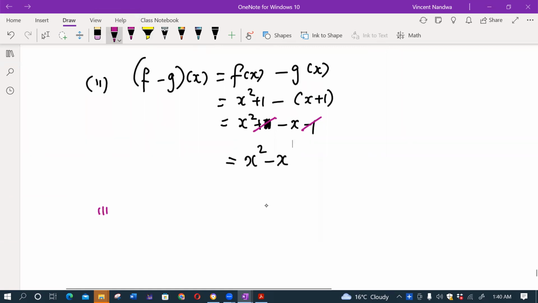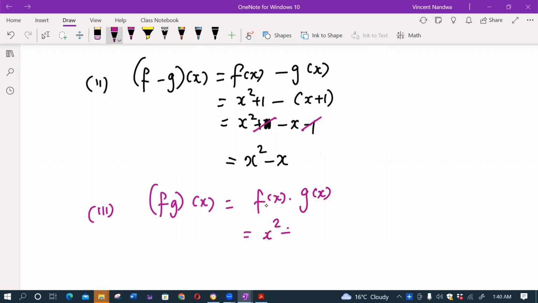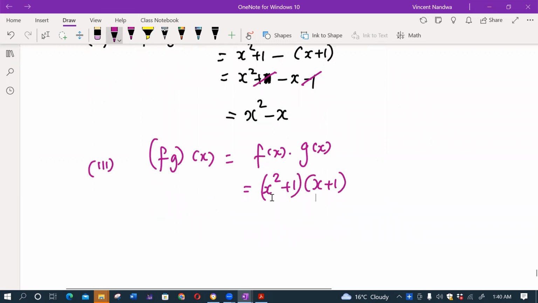Next, number 3, fg. This simply means f of x multiplied by g of x, which will be x squared plus 1. Which will be x squared, x cubed, x squared, and then plus x plus 1.